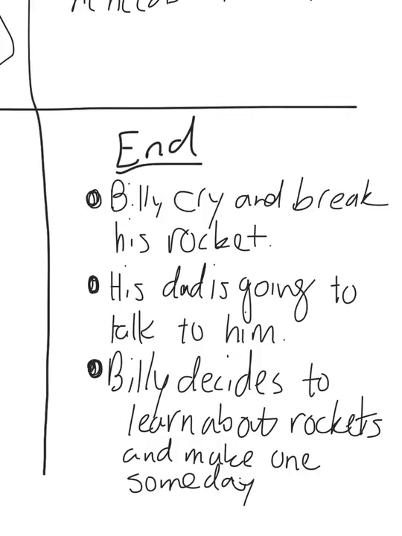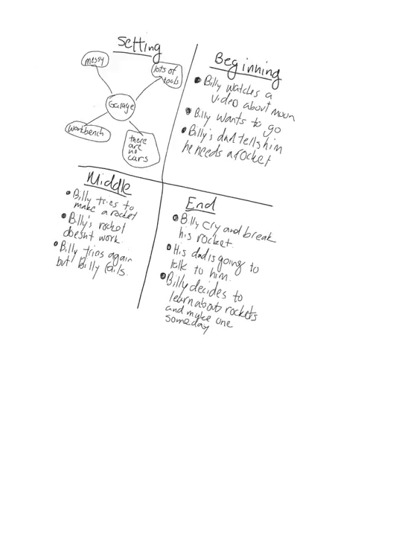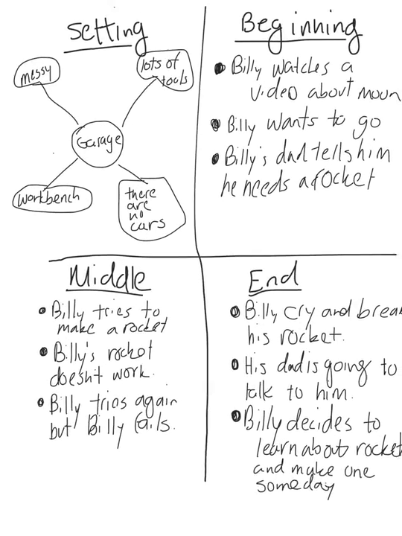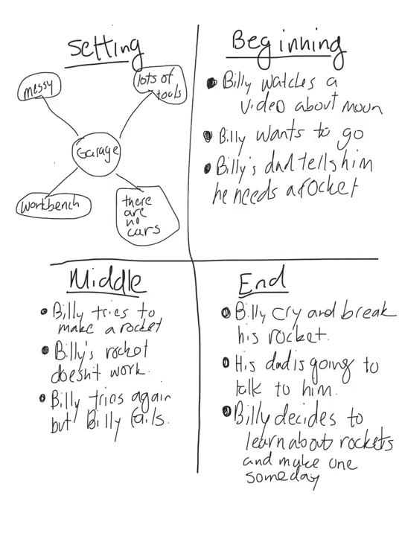So what happens here, I'm going to pull back for a second so we can see the whole page. So we described the setting of what's going on, or where it's happening, what that place looks like. We described the beginning, which introduces us to Billy and his dad and what Billy wants. In the middle is Billy's big problem, which is that he can't build the rocket that he wants to build.